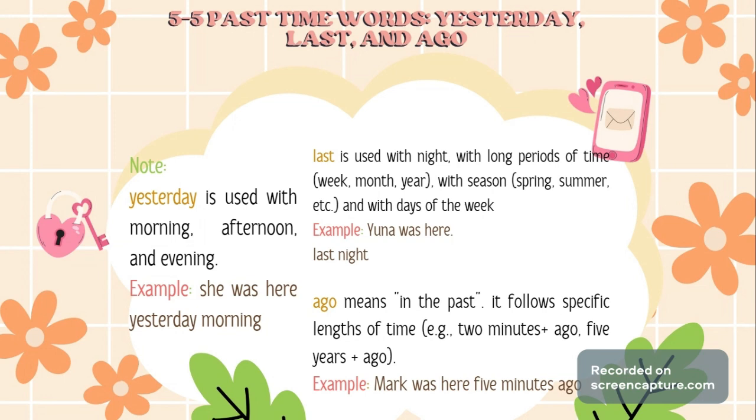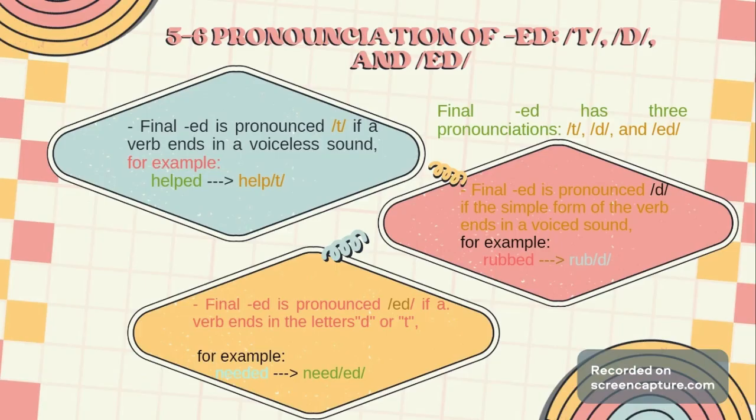Next, pronunciation of ed: t, d, and id. Final ed is pronounced t if a verb ends in a voiceless sound. For example, help. The word right is help. It becomes, we pronounce, helped.